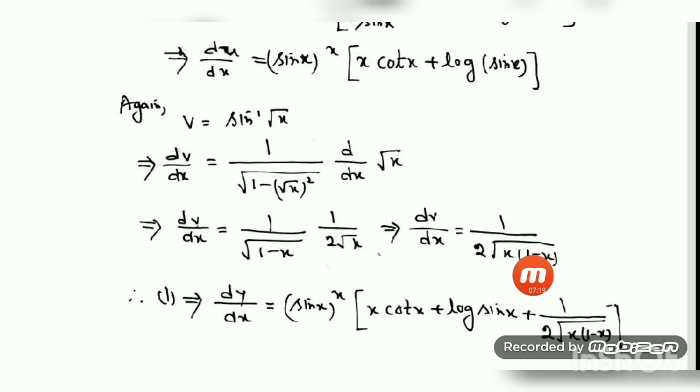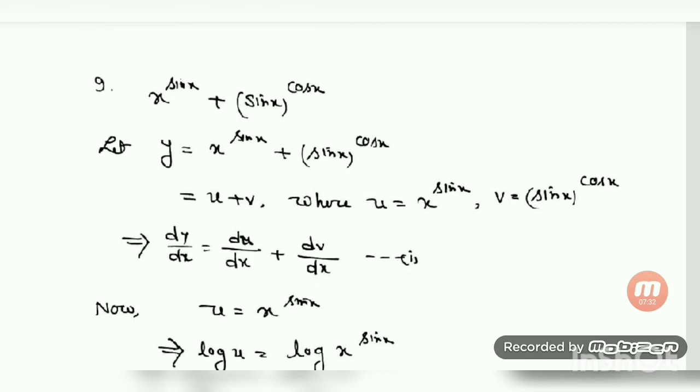Then let us substitute in dy/dx. So dy/dx will be equal to: first put du/dx, that is sin x to the power x into cot x plus log of this, and dv/dx is this one. So here the solution is completed. Now I proceed to question number 9.